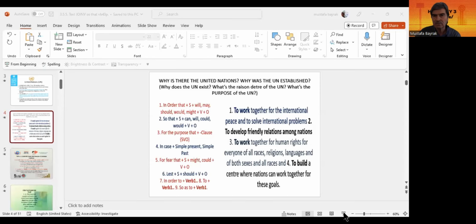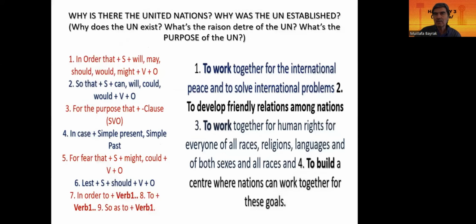Yes, because this is also a particular subject. I thought it would be useful and beneficial to also focus on a particular or specific topic. For example, the United Nations. What are the purposes? What are the goals of the United Nations?